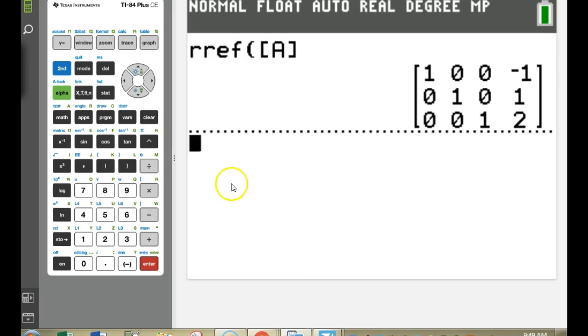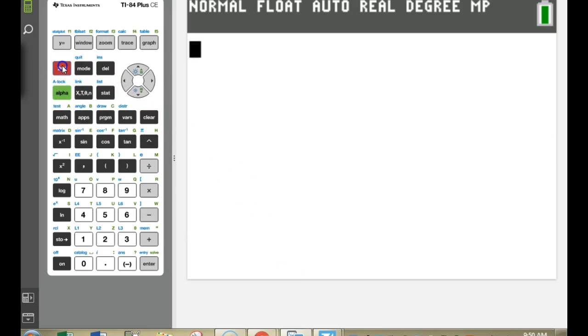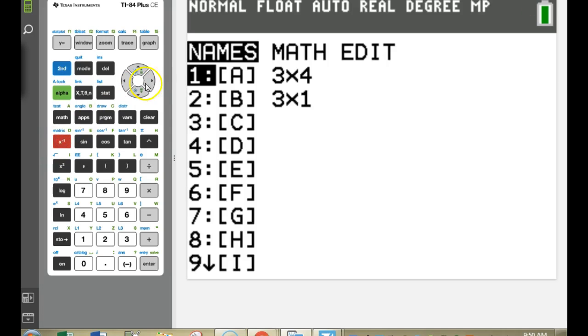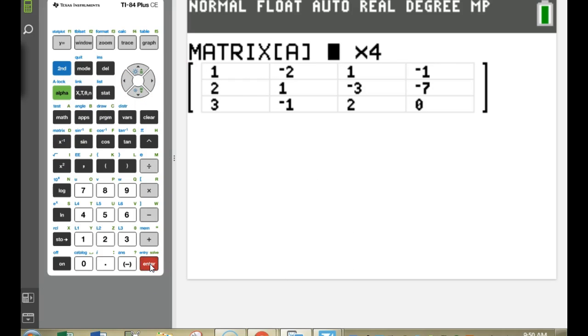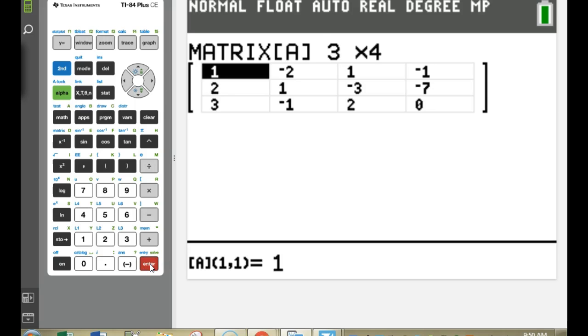Ready? Okay, we have to go put it in. So we go second matrix, over to edit. It is a 3x4 still. Yeah. Okay. Who's reading them? Tristan, you got me again?